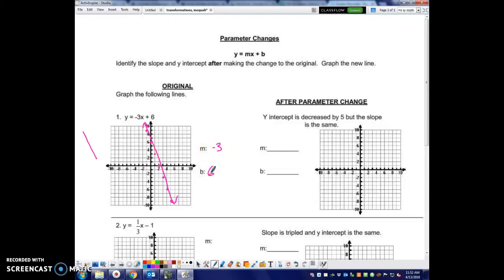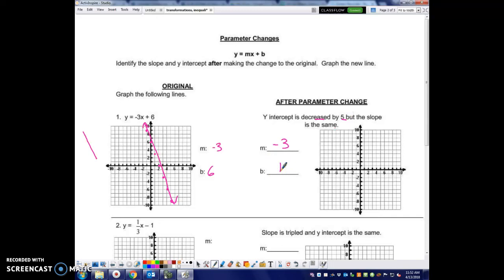6. Okay. Now, if they change and they say the y-intercept is decreased by 5, but the slope stayed the same, our new slope is negative 3. What's our new y-intercept? If it decreased by 5, that means 6 minus 5, which is what? 1. So our new y-intercept is 1.